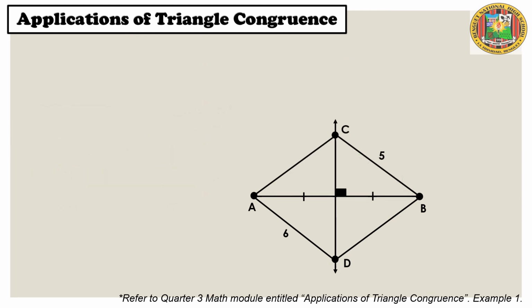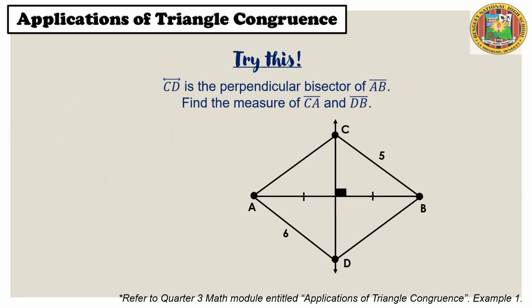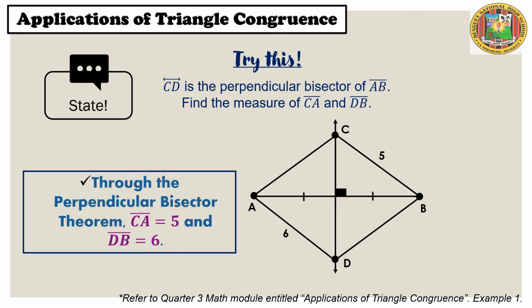Let us now state our conclusions. Given that line CD is a perpendicular bisector of AB, we solve for the measure of segments CA and DB by applying the perpendicular bisector theorem. Thus, we learn that segment CA measures 5 units and segment DB measures 6 units.